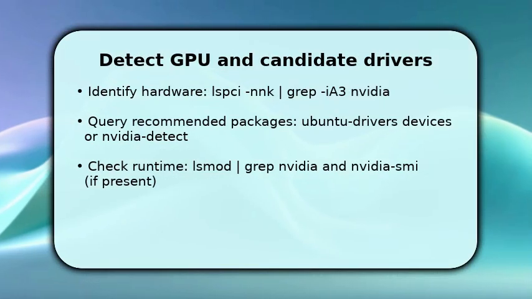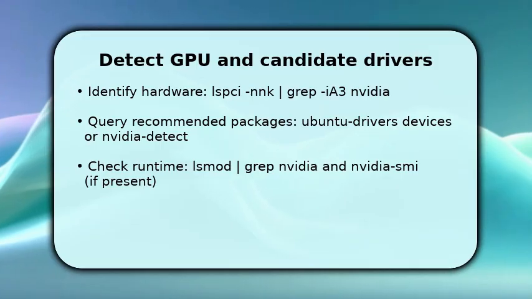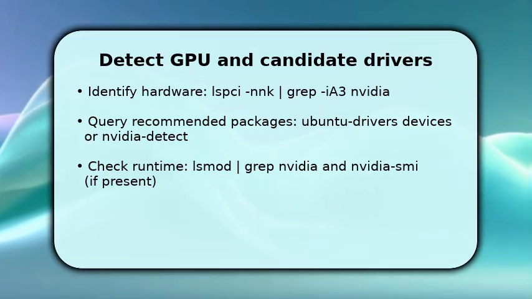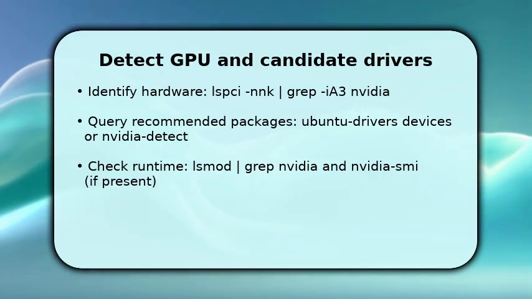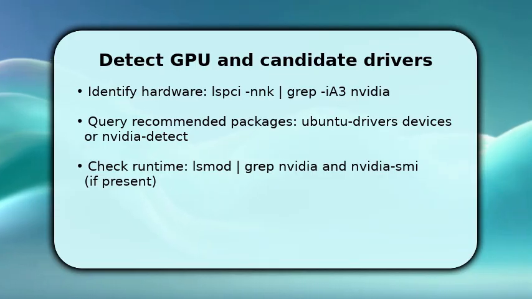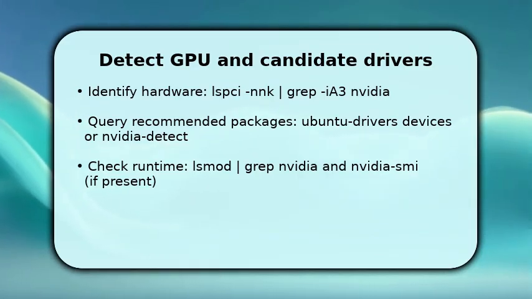Now detect the GPU and which driver packages your distro recommends. Run lspci -nnk to get PCI ID and kernel driver info. That tells you exactly which Nvidia chip is present. Next, run ubuntu-drivers devices or nvidia-detect to produce candidate package names and versions. Those tools read PCI ID against a compatibility list.